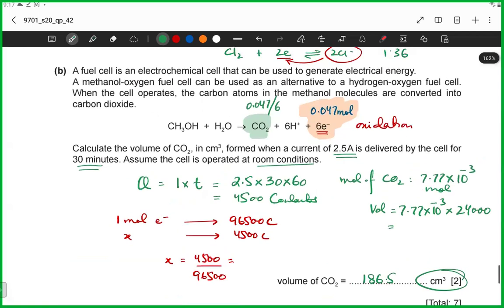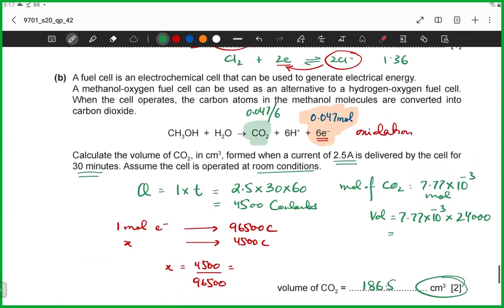Let me just double check. I'm just going to check the answer in the marking scheme. Are they even worried about it? Okay, just 1 second.